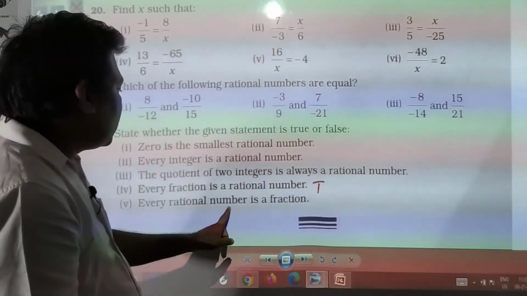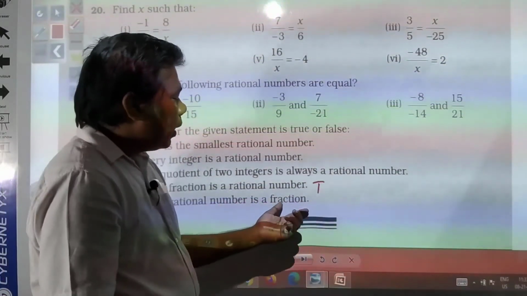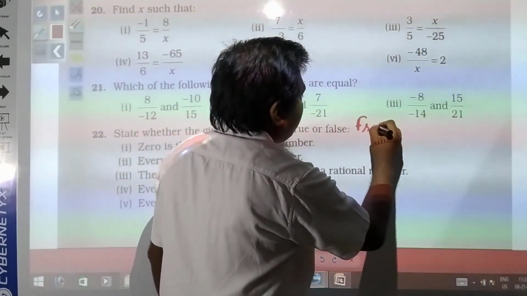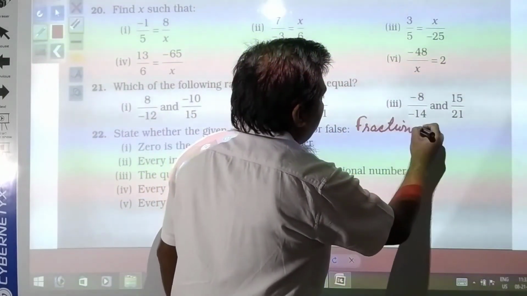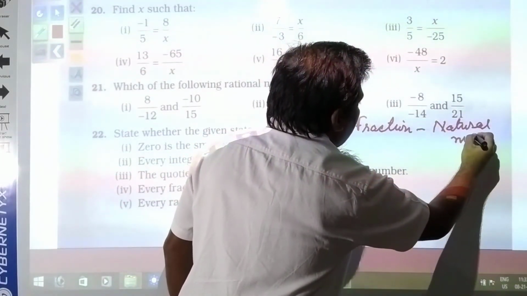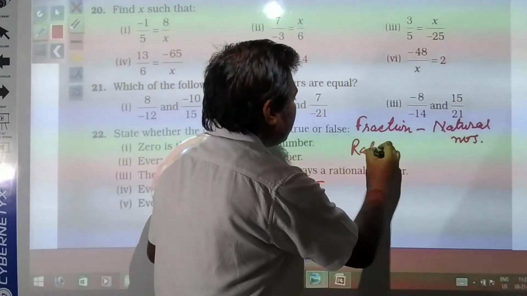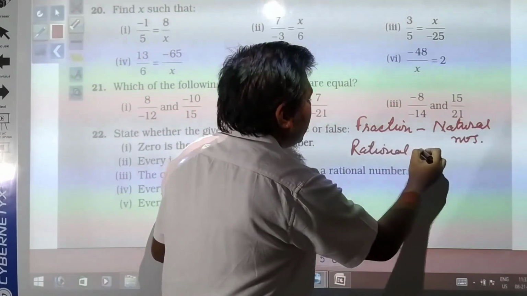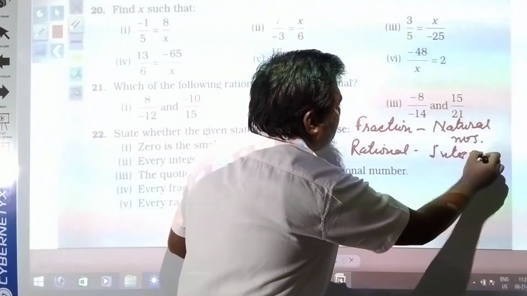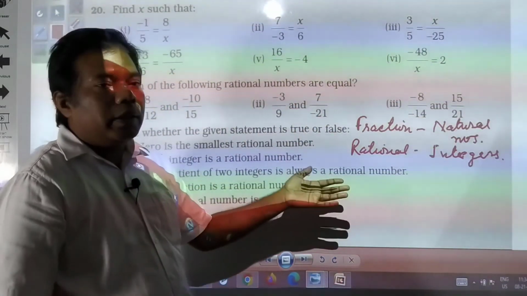And every rational number is a fraction. Every rational number cannot be a fraction. Why? Because in fraction, what do you have? Natural numbers or counting numbers. And in rational numbers we take integers. Integers mean positive counting numbers, negative counting numbers and 0.